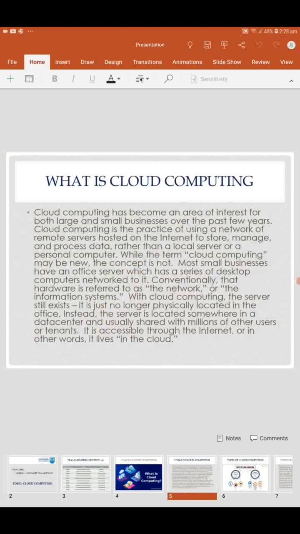What is cloud computing? Cloud computing has become an area of interest for both large and small businesses over the past few years. Cloud computing is the practice of using a network of remote servers hosted on the internet. It is used to store, manage, and process data rather than a local server or a personal computer.